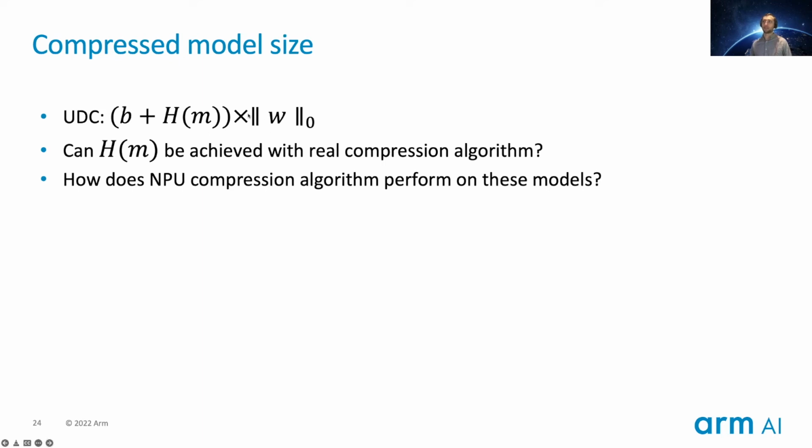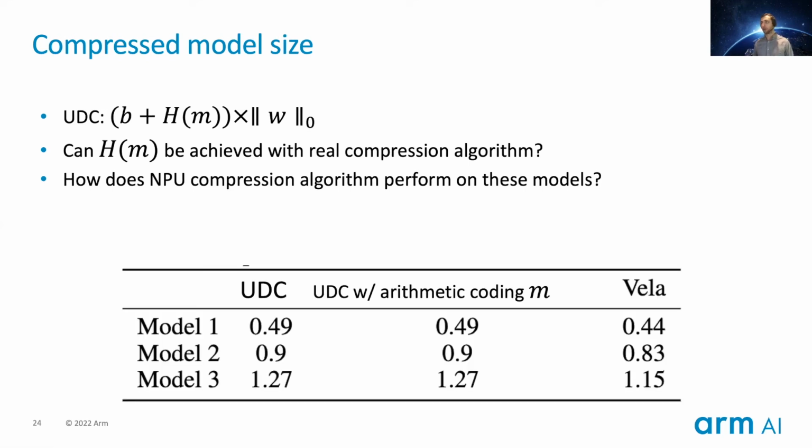And the second question would be, how does this approach compare with the compression algorithm that's actually used to deploy models onto the NPU? For each of the models that I presented, I have a table here showing the model size that we calculate. For example, for model 1, we calculate using this equation that the model is about 0.5 megabytes. Now if we replace this entropy term with a real compression algorithm, like an arithmetic compression algorithm for the mask, what model size do we get? Again, we get the same model size, 0.5 megabytes.